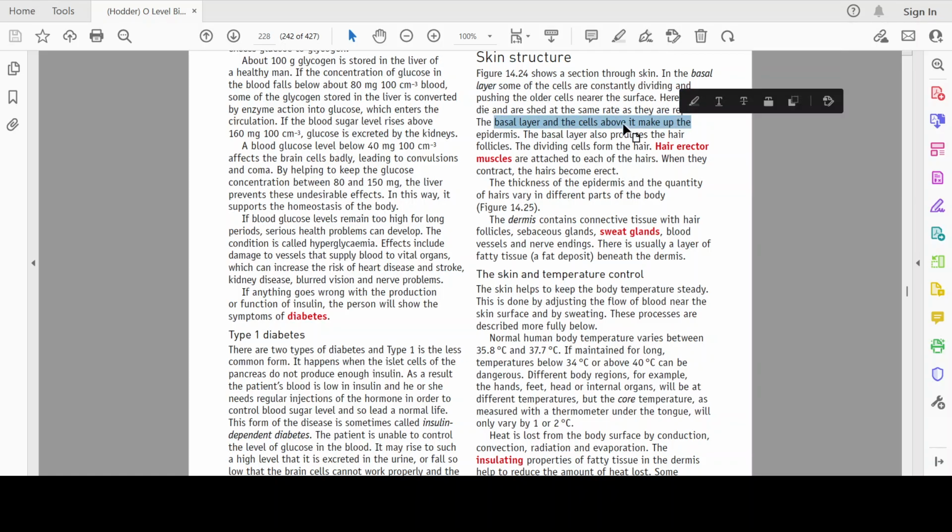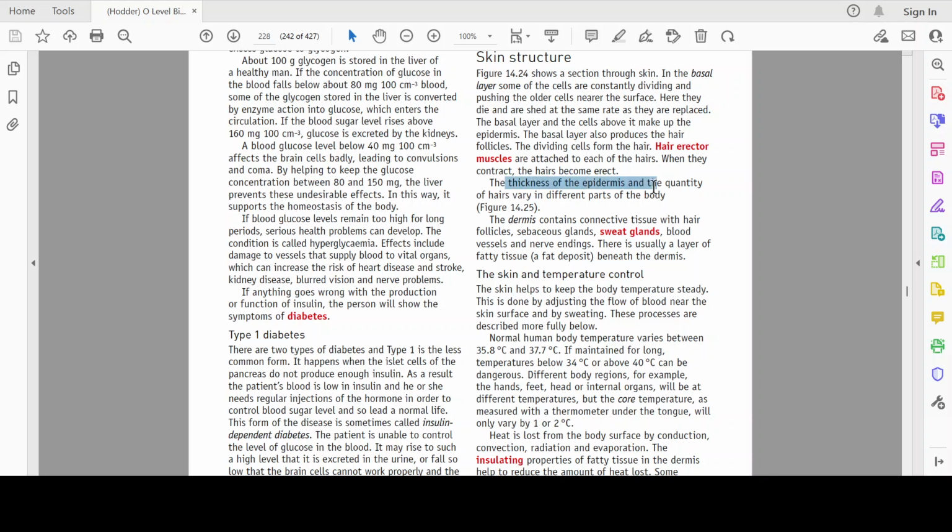The basal layer and the cells above make up the epidermis. It also has the hair follicles, and they have hair erector muscles that are attached. Sometimes when you see your hair standing, that's because those muscles have contracted.